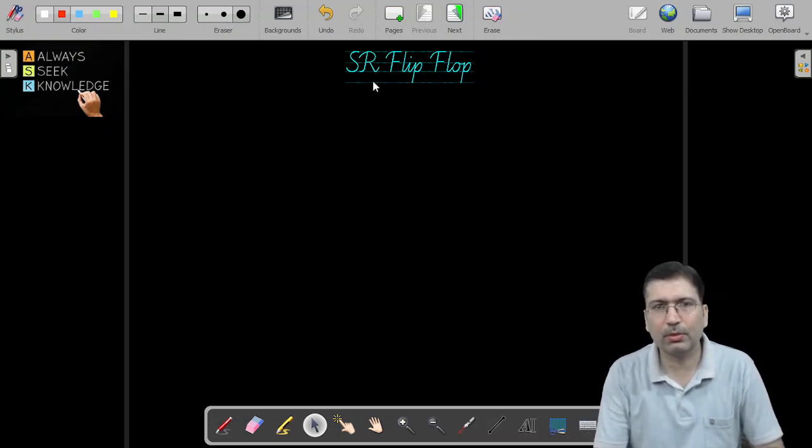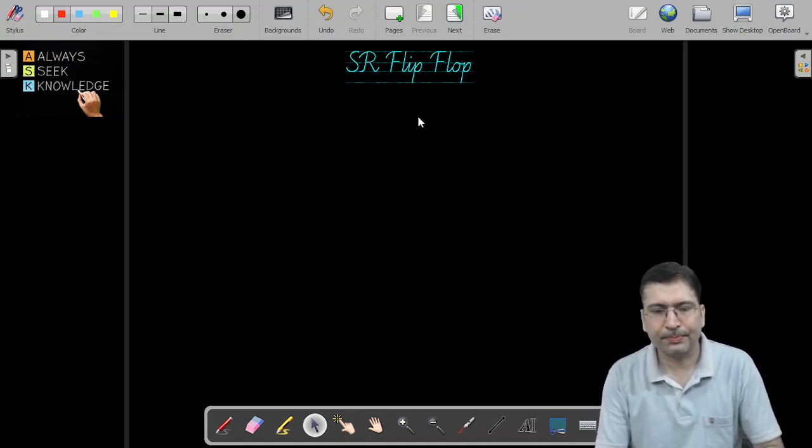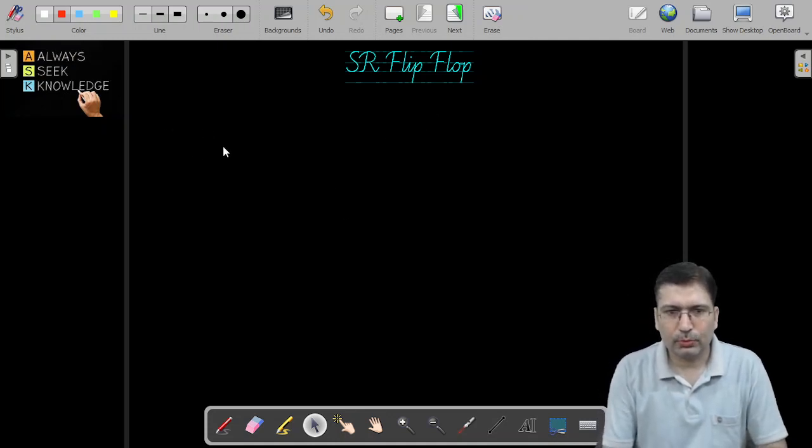In this lecture, we are going to discuss a very important topic, that is SR flip-flop. Flip-flops are sequential circuits. They have memory element. So the output of the flip-flop is dependent on present input as well as the previously generated output. So quickly let's draw the diagram of SR flip-flop.